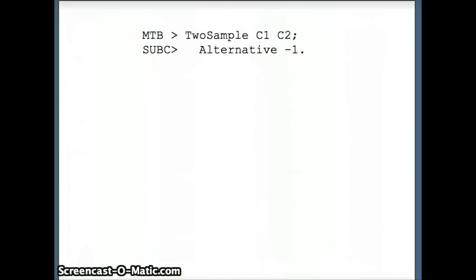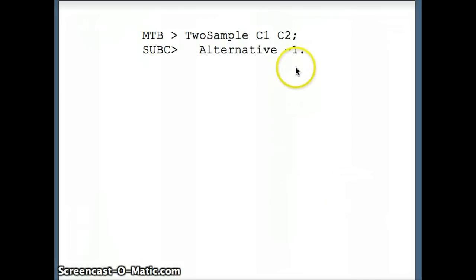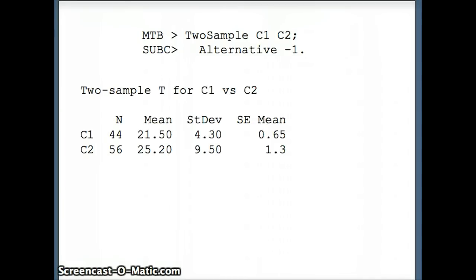So the command again is to sample C1, C2, but this time we want mu1 to be less than mu2. As we see, this is a one-tail test to the left. If it's a one-tail test to the left, the alternative hypothesis is -1. So we say to sample C1, C2, alternative -1 period, since HA is less than -1.